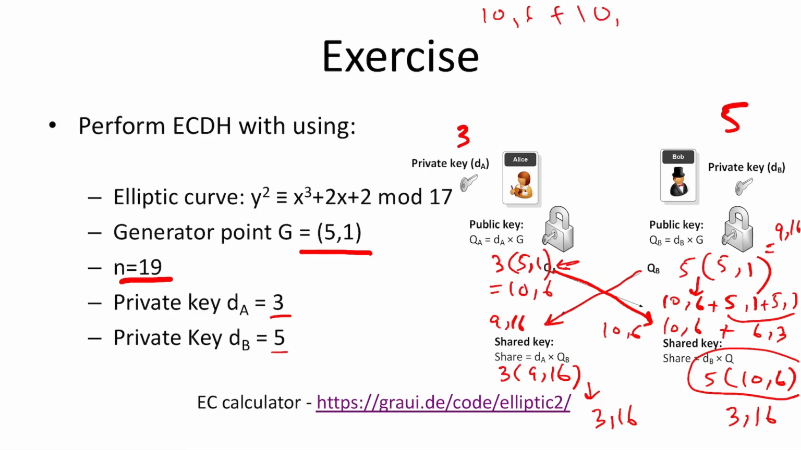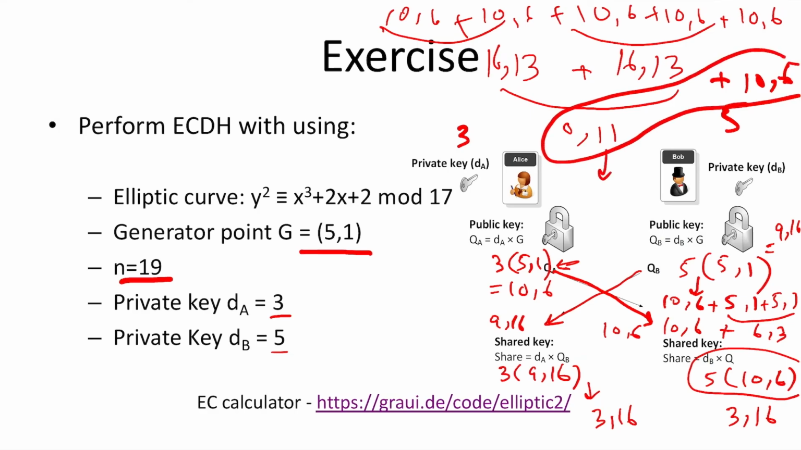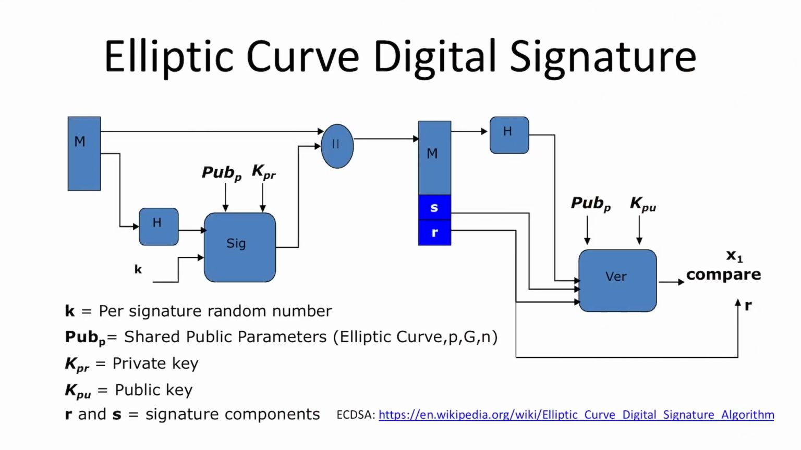So what we did to do this computation was (10,6) plus (10,6) plus (10,6) plus (10,6) plus (10,6). That's (10,6) added 5 times. First, if you remember, we got (16,13), so I just replaced this one as well with (16,13). And this one added together gave us (0,11). Then when I added this again to (10,6), this gave us (3,16). Okay, so our shared point in this case is (3,16), and we can convert this to a symmetric key.